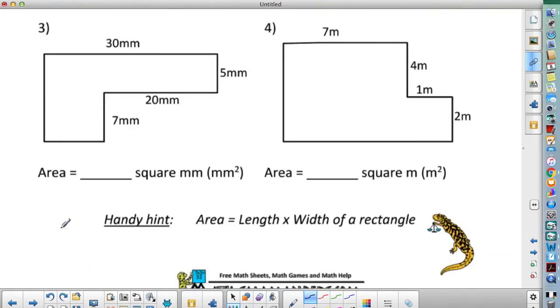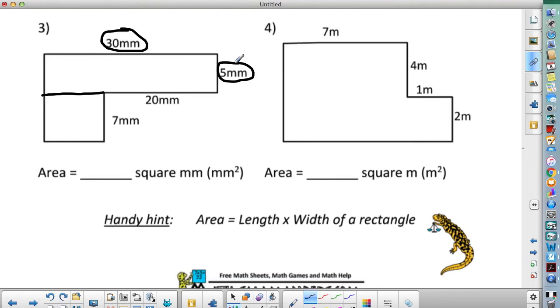All right, so let's go ahead and decompose our shape. Okay, we're going to take a look at the longer rectangle. Okay, looking at the top, we have 30 millimeters, and now we have to find the shorter side. All right, there we go, 5 millimeters. So that is 30 millimeters times 5 millimeters.